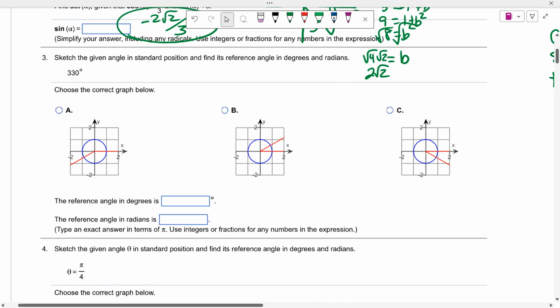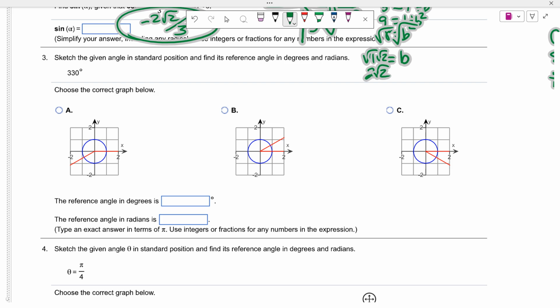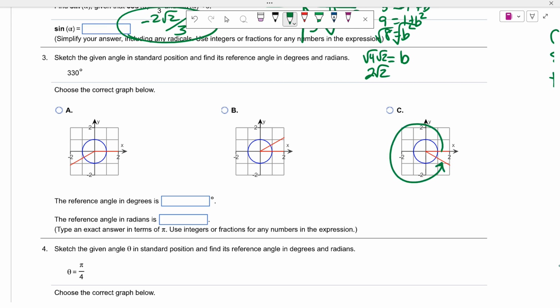Which one of these would be the graph of 330 degrees? A, B, or C? C would be, because we go around this far to get 330 degrees. What we'll talk about today is a reference angle. How far is it away from the x-axis? We never talk about reference angles in terms of the y-axis. It's always the x-axis. So how far is 330 degrees away from the x-axis?